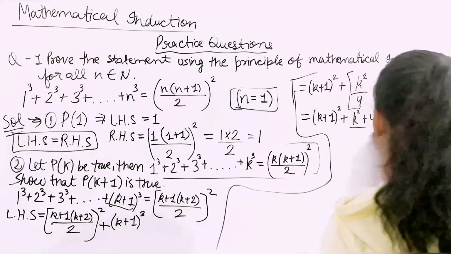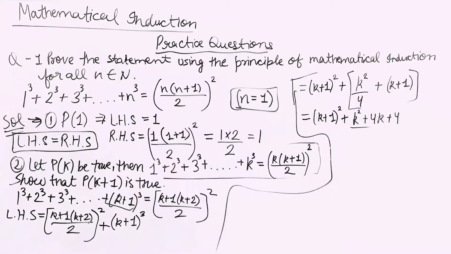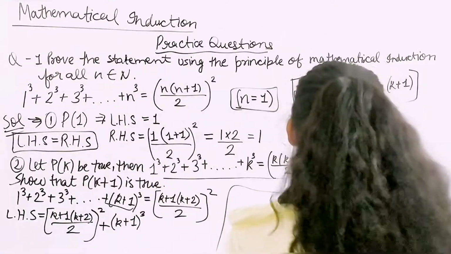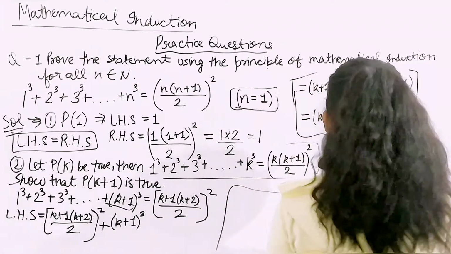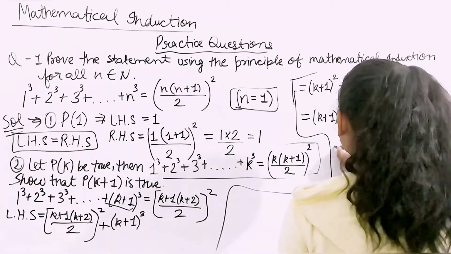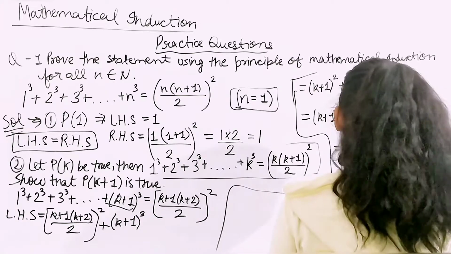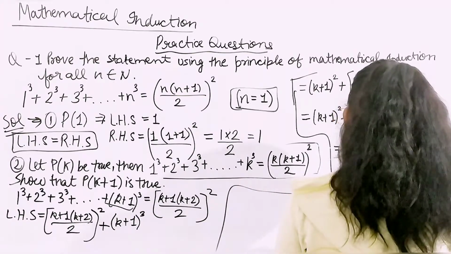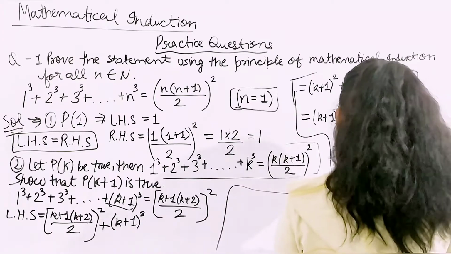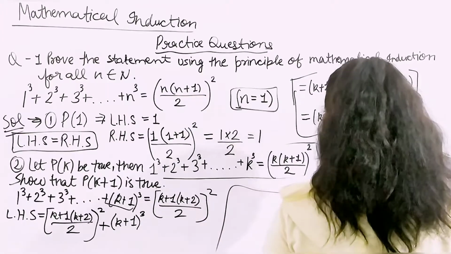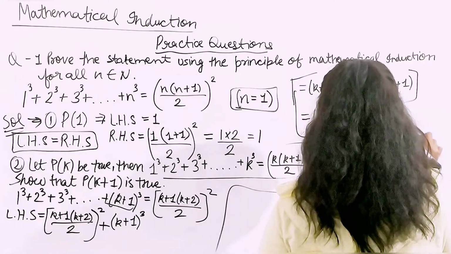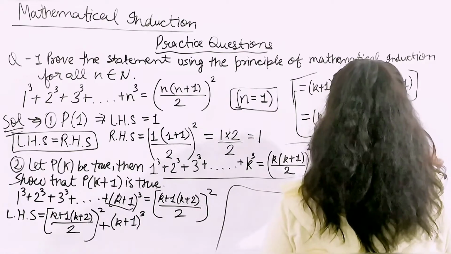I'm going to write this again. It was just becoming a little messy. So we have (k+1)^2 as it is. I'm just going to write it, which I'm going to get as (k/2) in the square brackets and square.